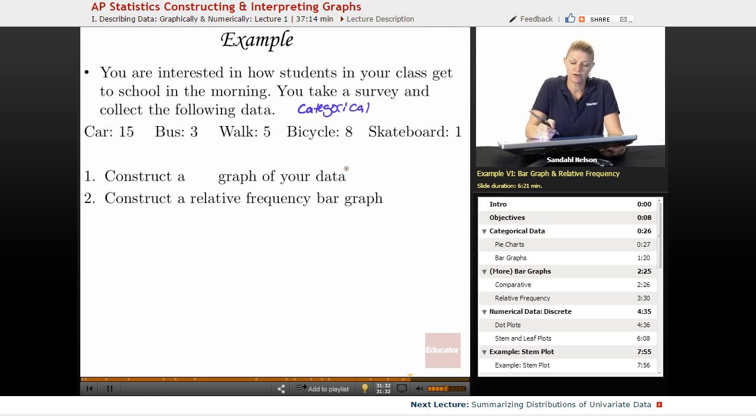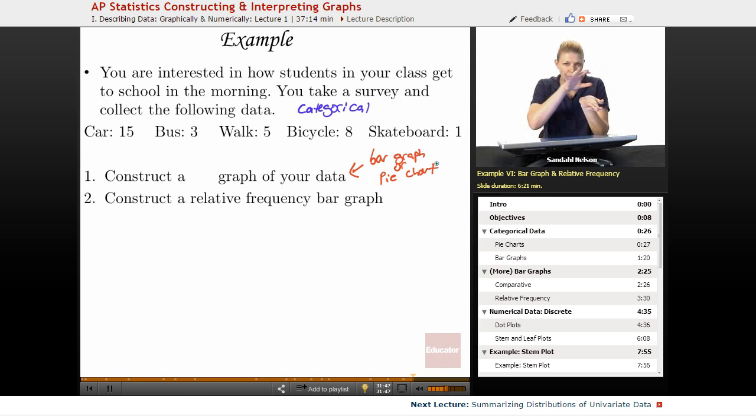So if we were to construct a graph of this type of data, we'd really only have 2 options. We'd have a bar graph or a pie chart. And pie charts are really hard to do by hand because it's really hard to figure out what percent of the slice fits your data. So I really don't recommend making a pie chart unless you're explicitly told to. So we'll make a bar graph.